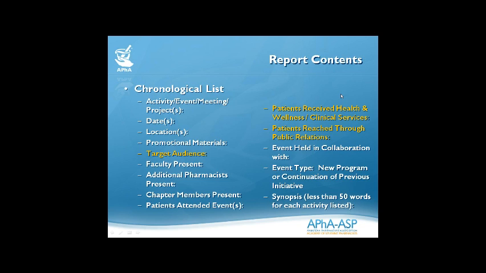So the target audience, now this is the specific group or patient population in some cases that your chapter has targeted for that particular event. What we want to know is, in particular, when it comes to the patient care activities, if there was a specific population that you were trying to target. So maybe it's an indigent population, maybe you're focusing your activities on educating kids about a particular disease-related state. Whatever it might be, try to be as specific as you can with that target audience. It helps us understand why that event was important for your chapter to conduct.